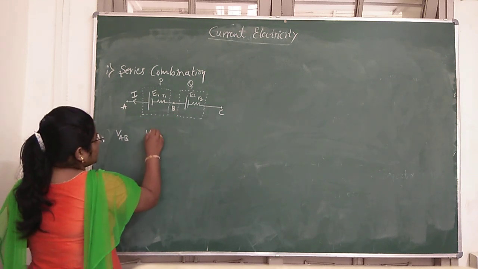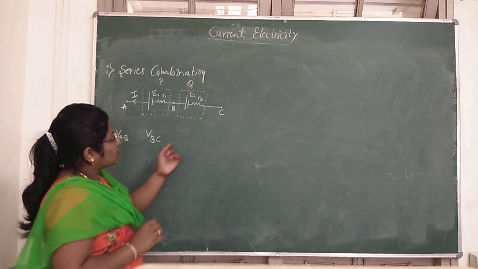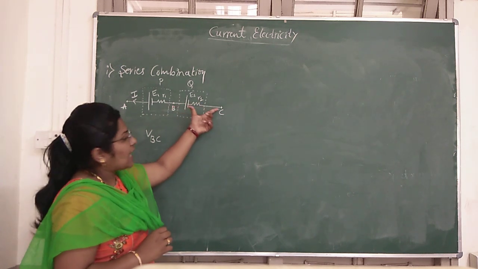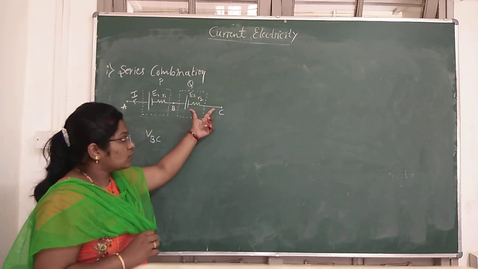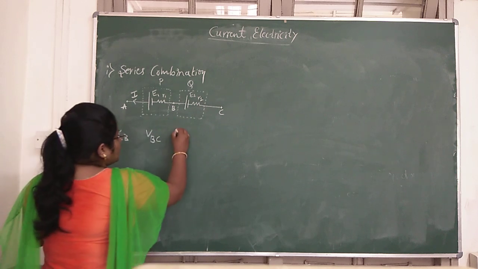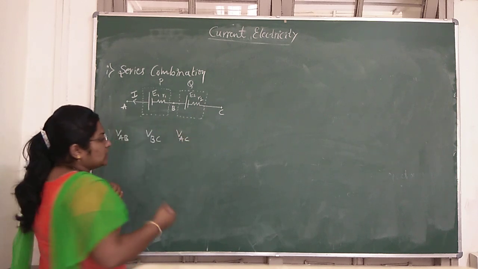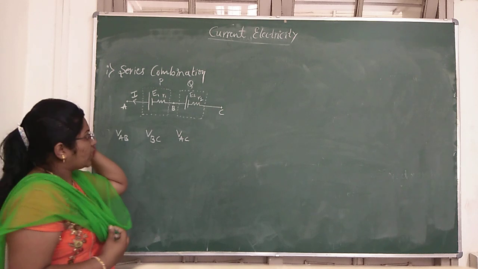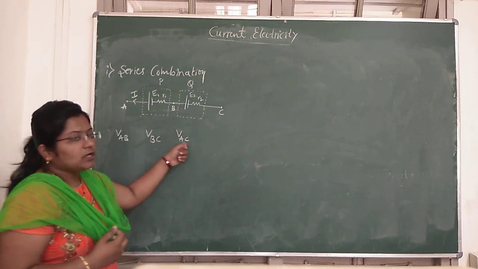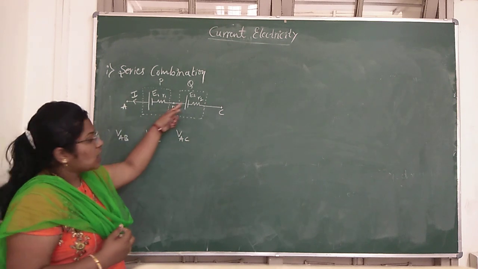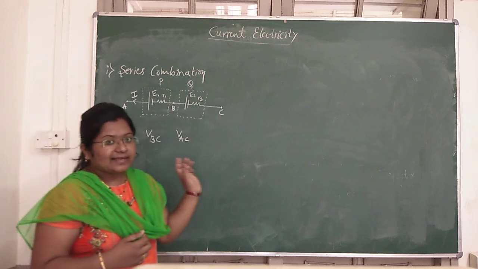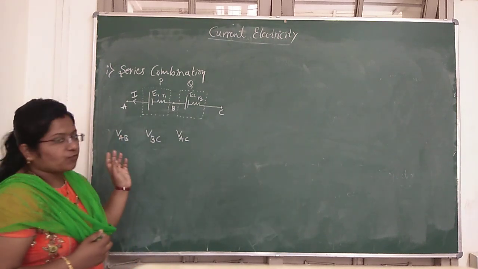Next, VBC. VBC is the potential difference between the points B and C. And also we have A and C. Hence VAC is the potential difference between the points A and C. Understood? These are the three different potential differences of this combination. So this is how we have analyzed the series combination of the cells.